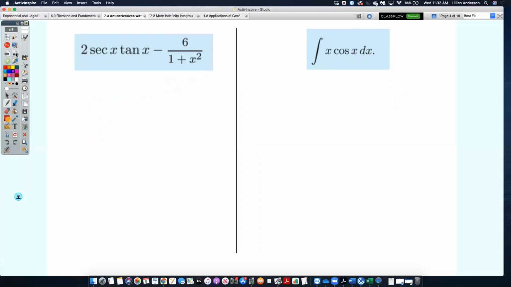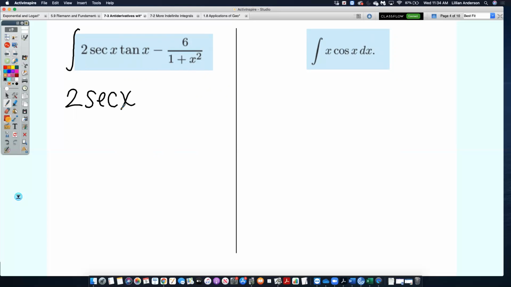Let's look at the next one. I have 2 secant x tan x minus 6 over 1 plus x squared. What's the antiderivative of secant x tangent x? Secant x plus c. Okay. So that'd be 2 secant x. And then let's look at that next part. I have a minus 6 over 1 plus x squared.